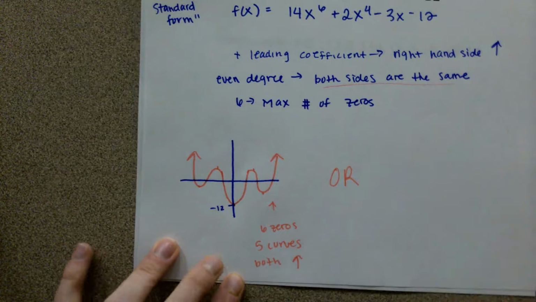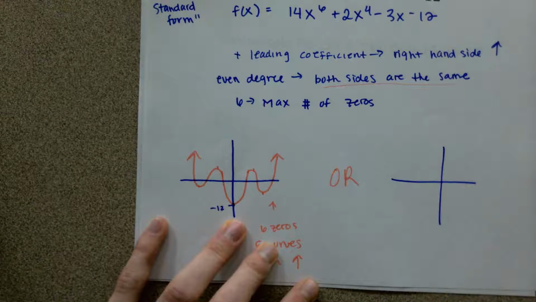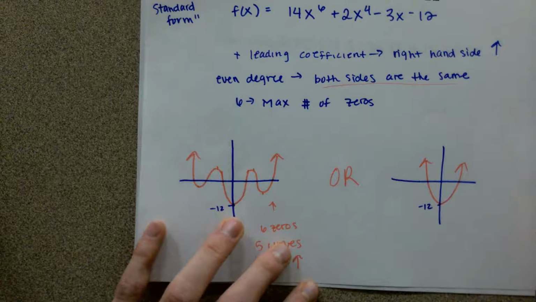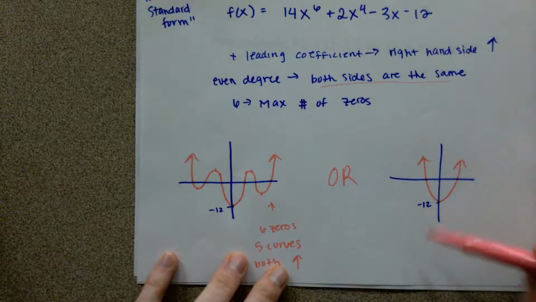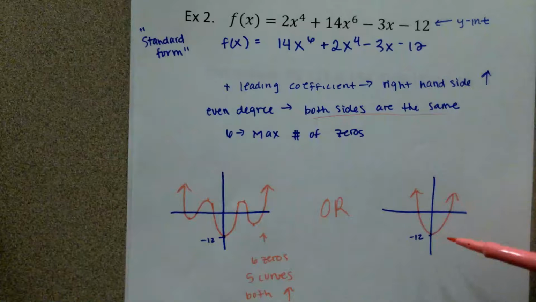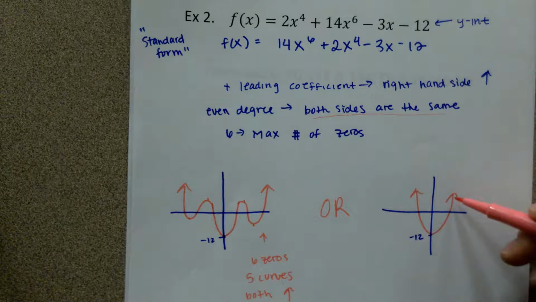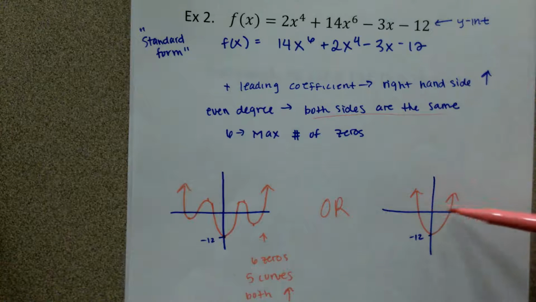Or I can even have something that looks like this. That makes sense also. They're both increasing. My right-hand side is going up. I have a y-intercept at -12, and I have 2 zeros. So that's still less than 6, right? So we just care about my leading coefficient being positive, so my right-hand side is going up, and I have an even degree, so they're doing the same thing.